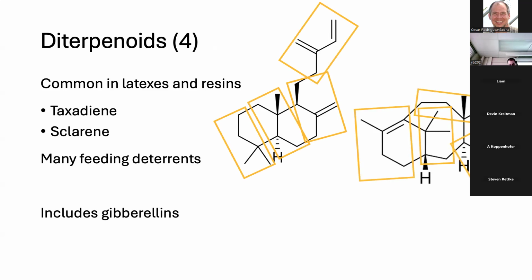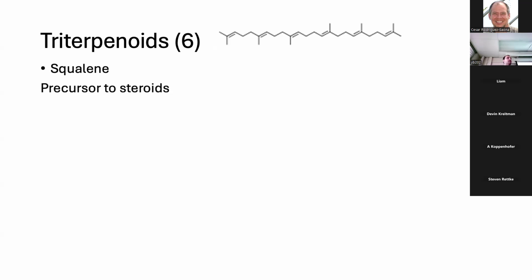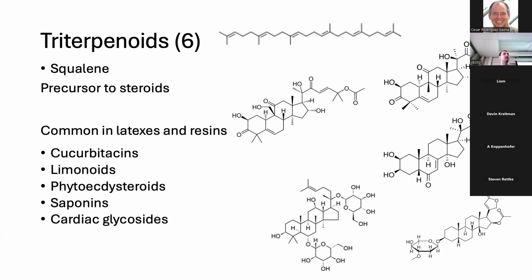The next one, it's only going to get more complicated. We ready? Triterpenoids have six isoprene units. They include this bad boy, squalene. Pretty simple, right? But the fun thing about squalene is that it is the precursor to steroids, which are a form of triterpenoid. Steroids and triterpenoids are common in latexes and resins and can include many, many compounds.